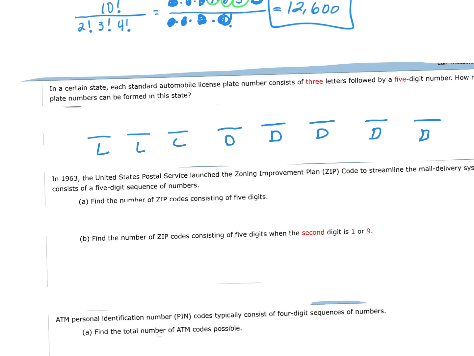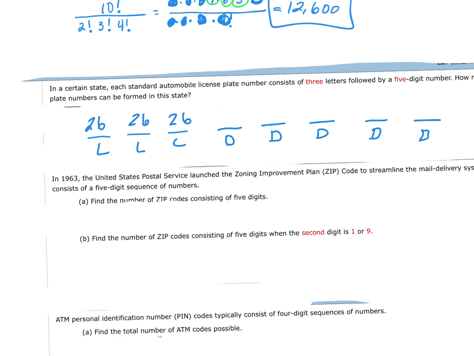So we need to know how many letters are in the alphabet. 26. Okay, that's something you need to know. I'm not telling you that. How many letters are still in the alphabet? If it said that the letters could not repeat, what would it look like? 26, 25, 24. Good, Brooke.